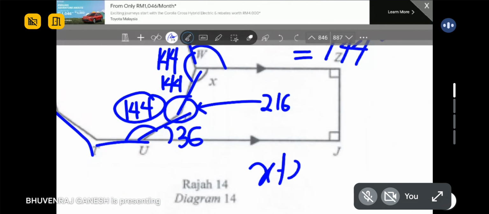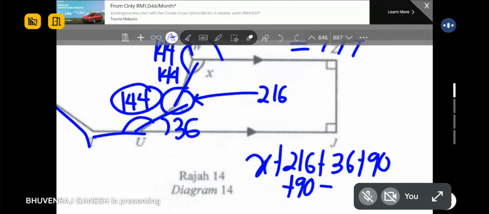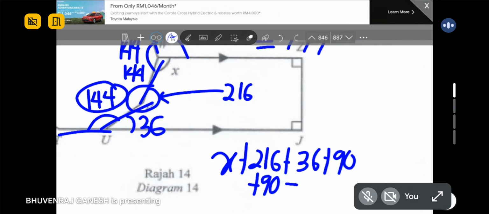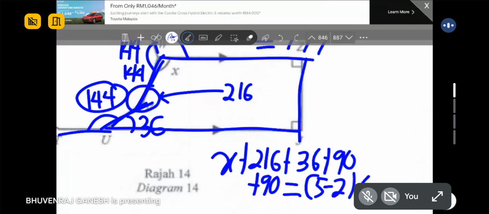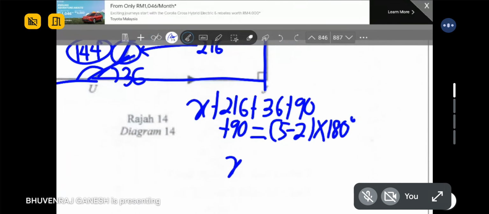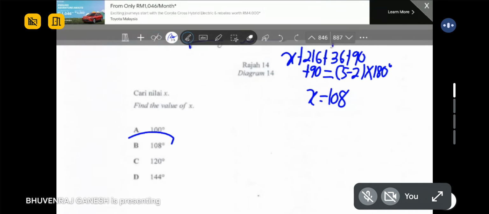So you guys just tambah lah. X plus 216 plus 36 plus 90 plus 90 sama dengan 540. Am I right? 5 sisi kan yang ni. Okay, this one, this one, this one, this one, this one. 5 side. So pentagon is 5 minus 2 times 180. Formula dia n minus 2 times 180 guys. Total interior angle. Jumlah sudut pedalaman. Okay, so your X value you will get how much? You should get 108 guys. 108. Okay, so your answer is B.